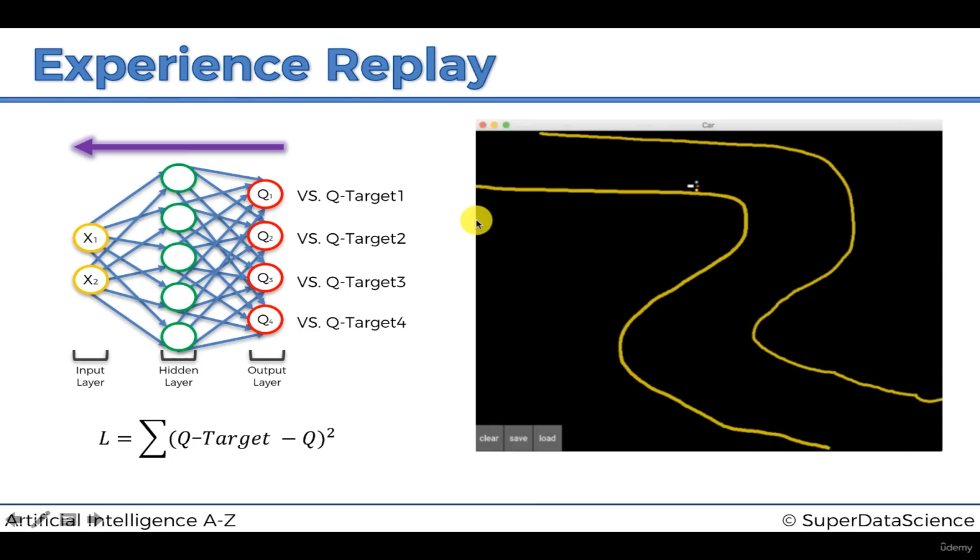Well, have a look at this example. I specifically took this screenshot because it illustrates very well the problem that is addressed through experience replay. And experience replay is not just something that we use in this course or in this specific problem. It is something that you will see used over and over again in artificial intelligence algorithms, because it is so powerful and so important. So look at this car.